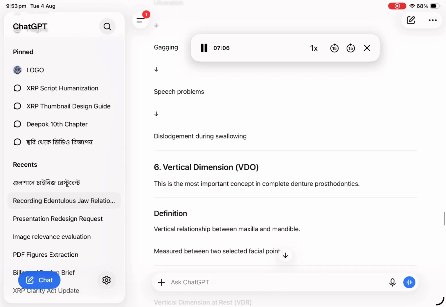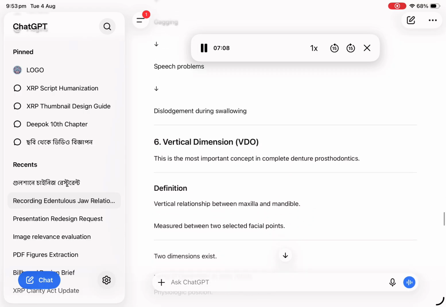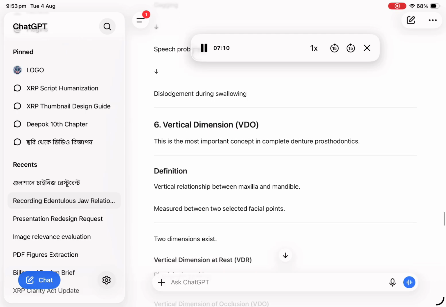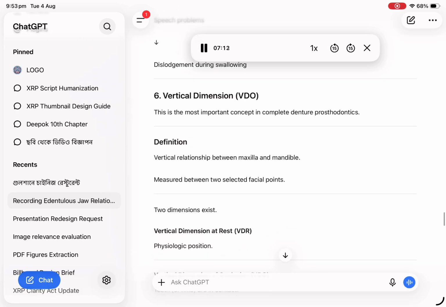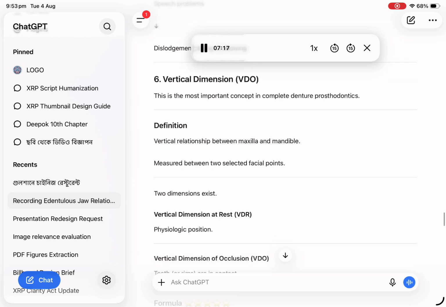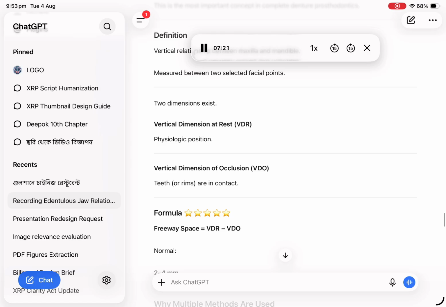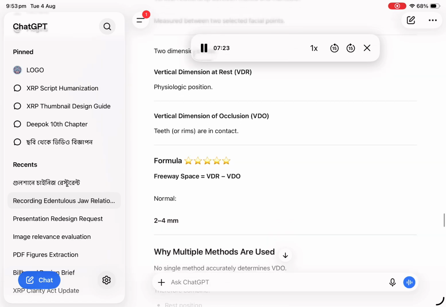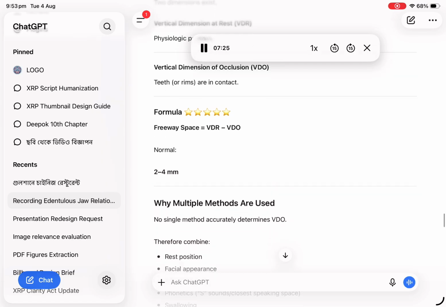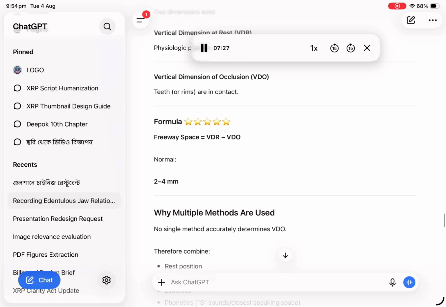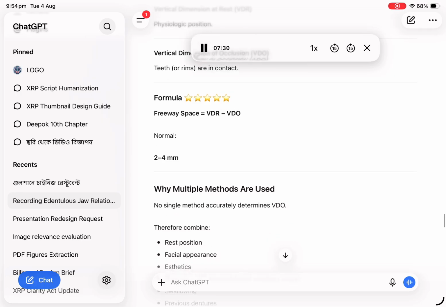Number 6, vertical dimension, VDO. This is the most important concept in complete denture prosthodontics. Definition: vertical relationship between maxilla and mandible, measured between 2 selected facial points. 2 dimensions exist: vertical dimension at rest, VDR, the physiologic position; vertical dimension of occlusion, VDO, where teeth or rims are in contact. Formula: freeway space equals VDR minus VDO, 2 to 4 millimeters.